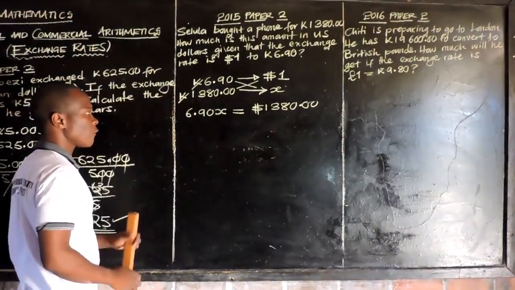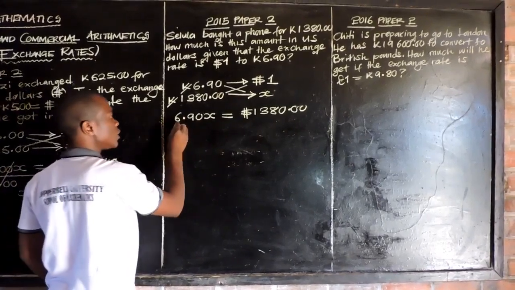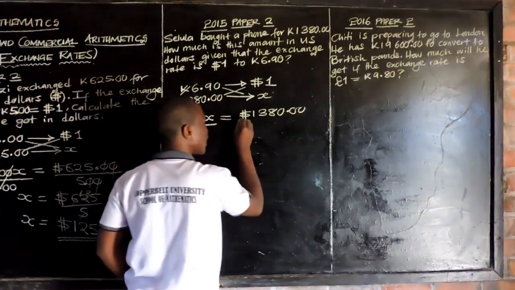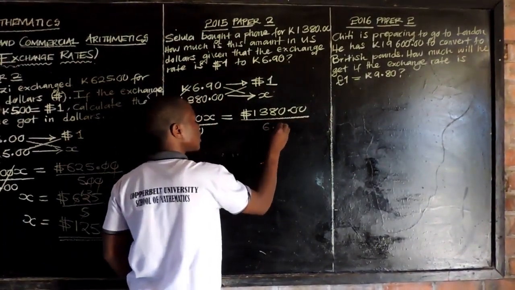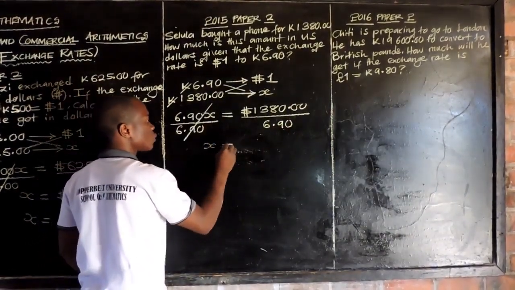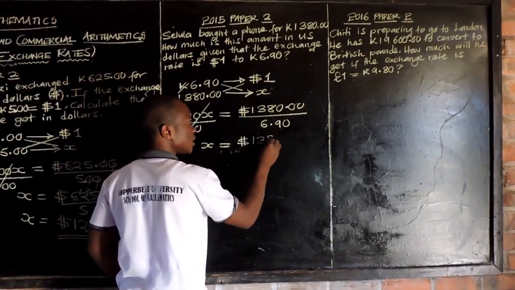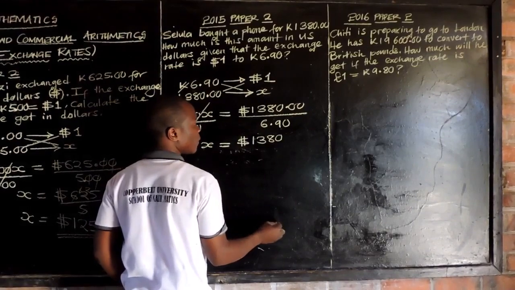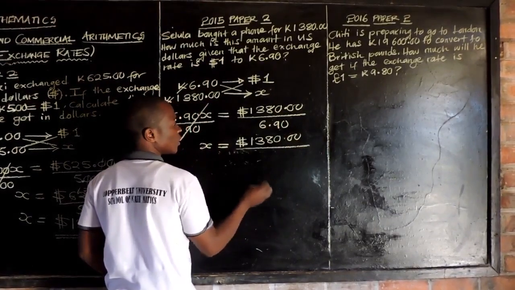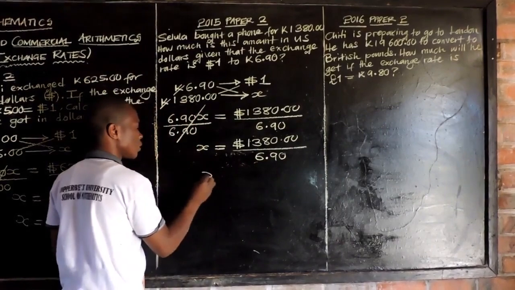Are we together? Now, for us to begin with x, I think we're supposed to divide both sides by the coefficient of x, which is what? 6.90. What you do this side, you also do it on the other side. So these two are going to divide. X is equal to 1,308 over 6.90. Are we together, people? So x is equal to.